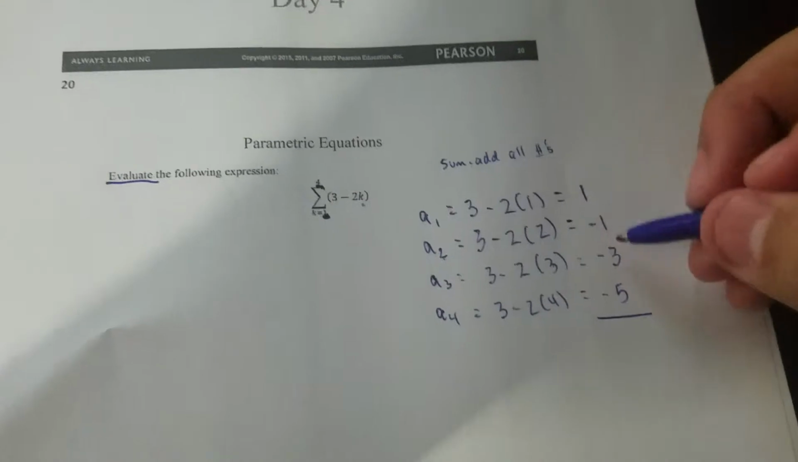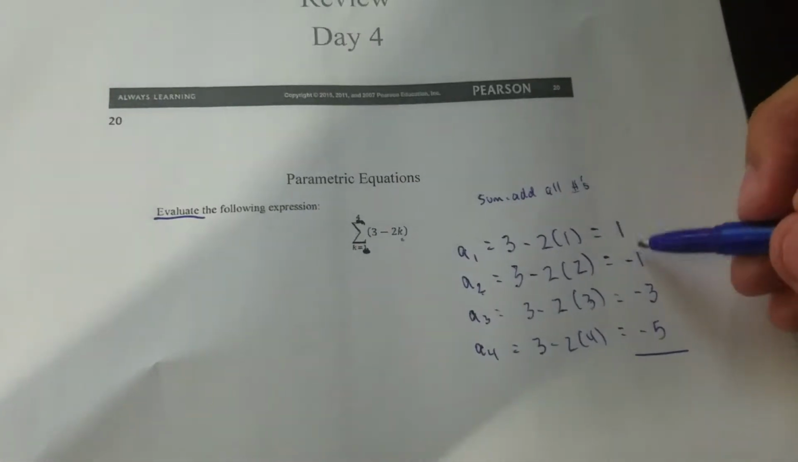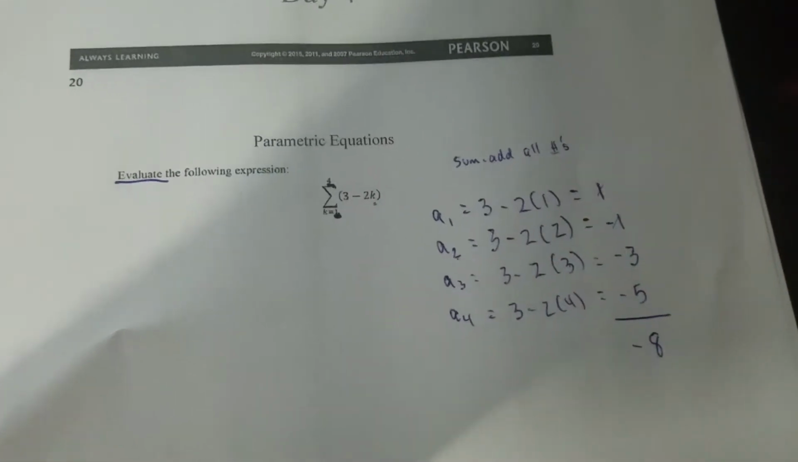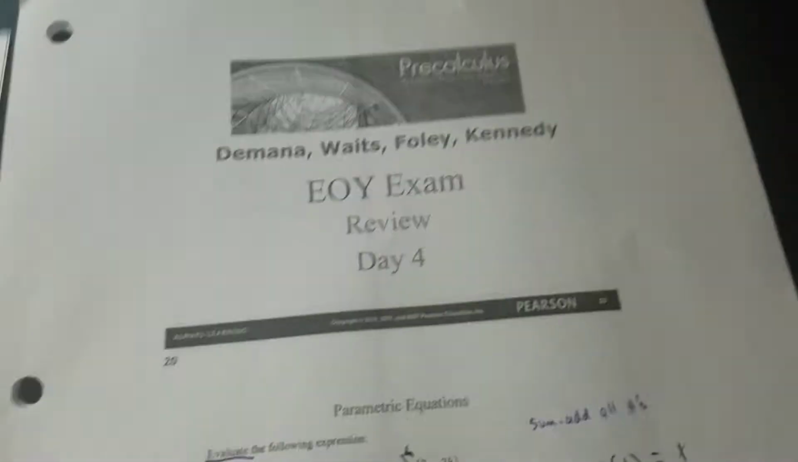So now I just add up these numbers. 1 minus 1, I mean these essentially cancel. Negative 3 minus 5 is negative 8. So this is the answer here, the sum. Okay, I'm going to go ahead and point you out over here, guys.